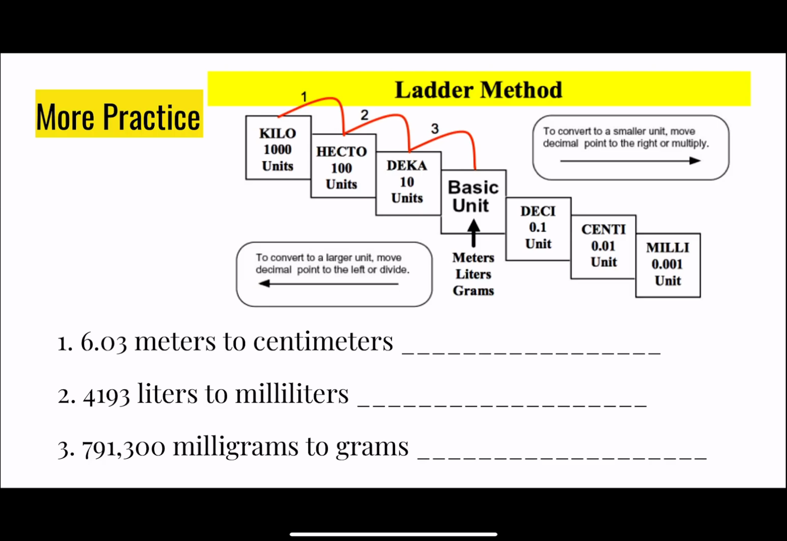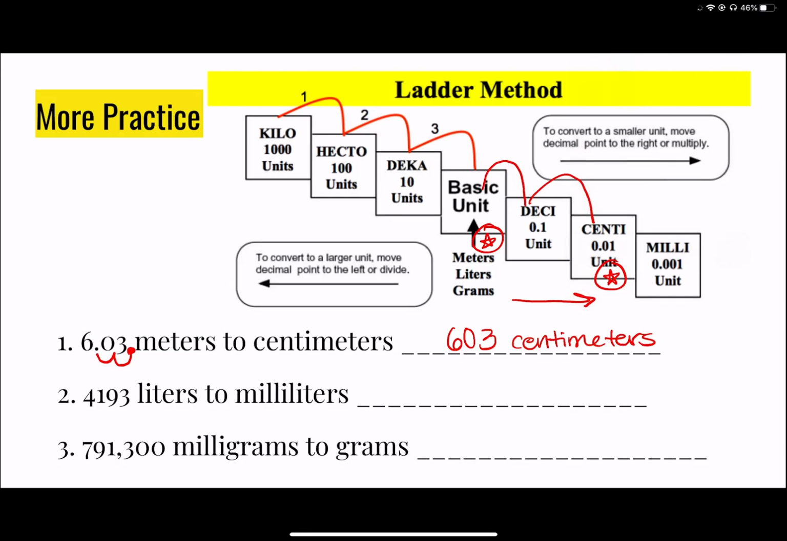So we're going from meters to centimeters, right? First things first, you have to figure out where you're starting. For this first one, we're starting here, and then we're going to centi. Hopefully you said that we're going to the right, and then you just have to figure out how many jumps to get from meters to centimeters. You start here, you go 1, 2, that's 2 jumps. Number 1 gave you a decimal point, so if they give you a decimal point, just use that. Again, we're going to the right 2 times. So we take that decimal point and go 1, 2, and your decimal point ends up right here. So your answer should be 603 centimeters.